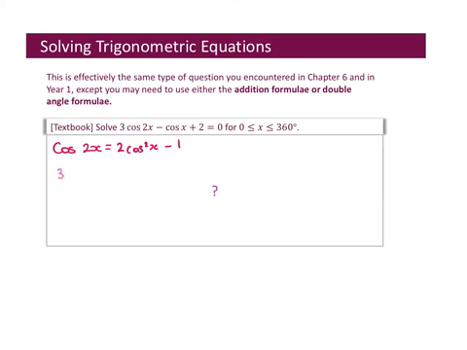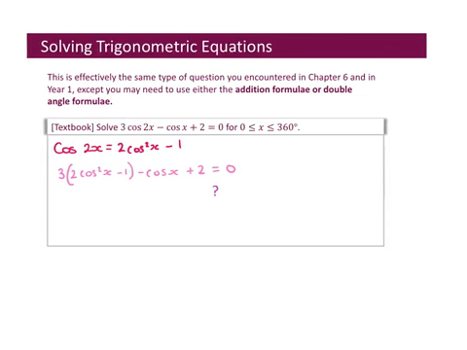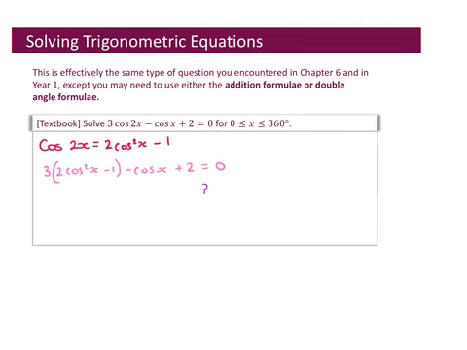And I'm going to have 3 lots of 2 cos squared x minus 1 minus cos of x plus 2 equals 0. Expand out, I'm going to get 6 cos squared x minus 3 minus cos of x plus 2 equals 0. I'm just going to rearrange and simplify. So 6 cos squared x and then minus cos x minus 3 plus 2 is minus 1 equals 0.